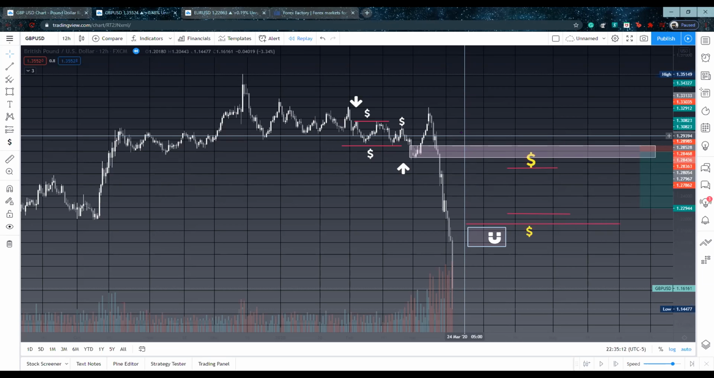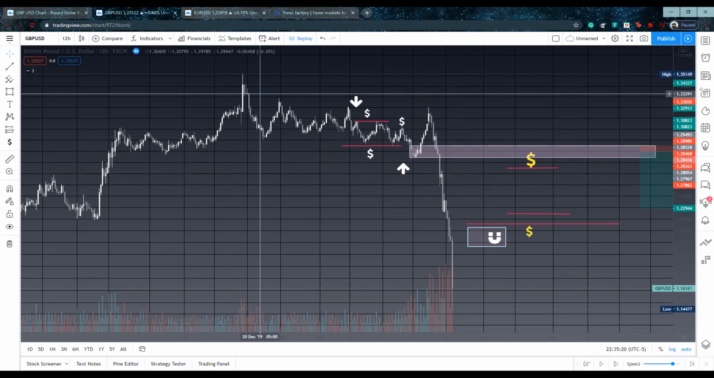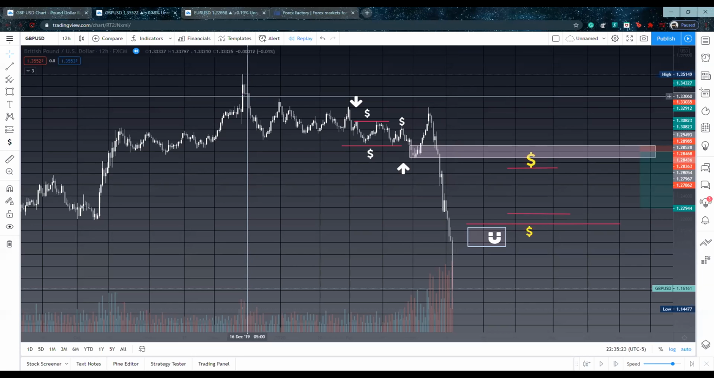Why didn't we expect the major banks to come back up to the first major move before coming back down? So you're talking about this? Yeah. So you see this inefficiency right here?